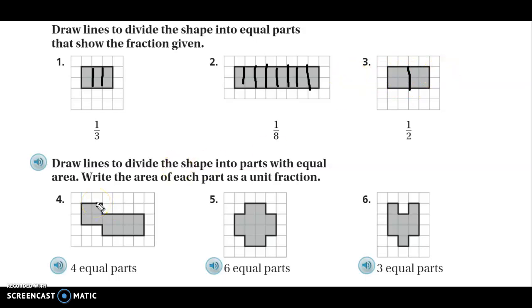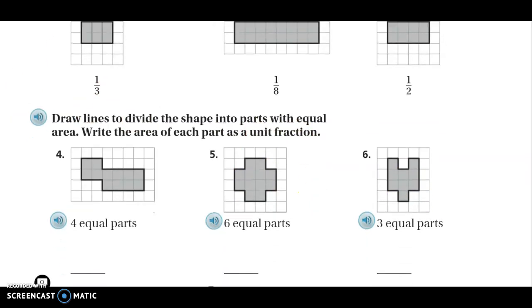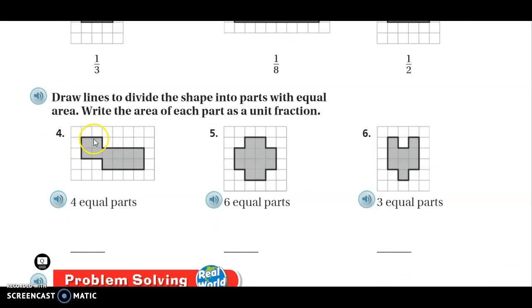All right, so draw lines to divide the shape into parts with equal area. Write the area of each part. That's what we did before, so we have to find the area first. Hopefully we have time to work on those. The area here is 4, it looks like 4, 8, 12 in the 3 equal parts. 12 divided by 4 would give us each part would have 3 units each, and each would be 1/4. What is the area of each part?